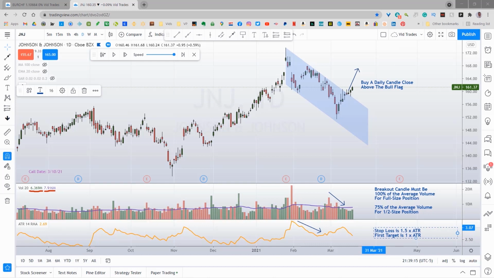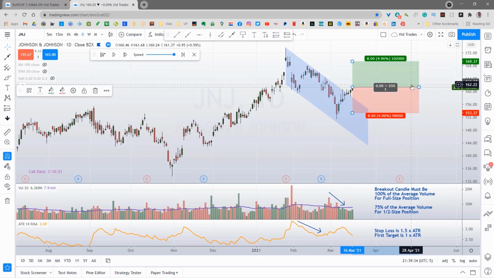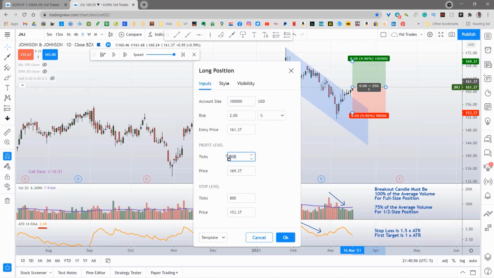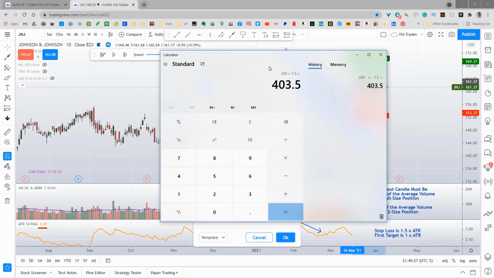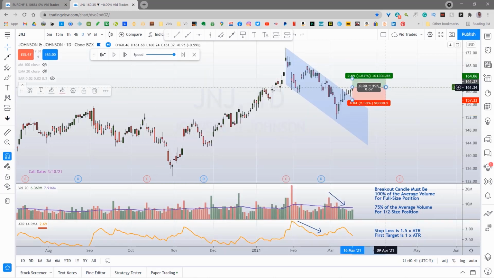So I entered a half size position here, and again I take these out because they just get in the way, and I use the same long position tool. And again, I just use this long position tool as a reference so I can see what the trade is doing without having to go to my actual trading app. So I look down here at the ATR and it's 2.69. So that's 269 ticks. I multiply 269 by 1.5, that gives me 404 ticks. So this is 404, and this is where my stop and first target are.